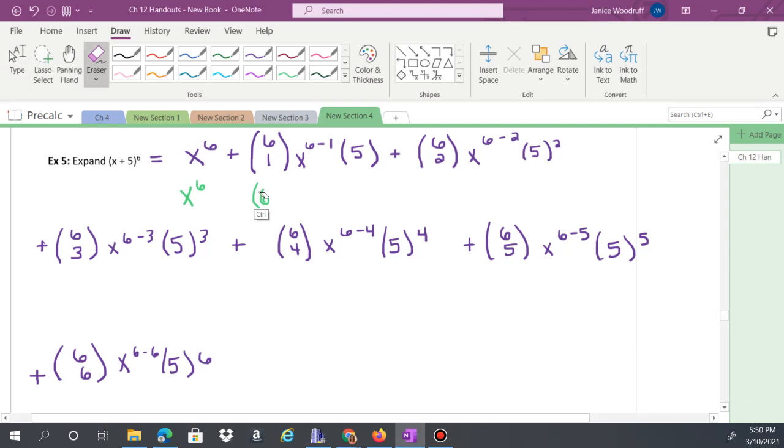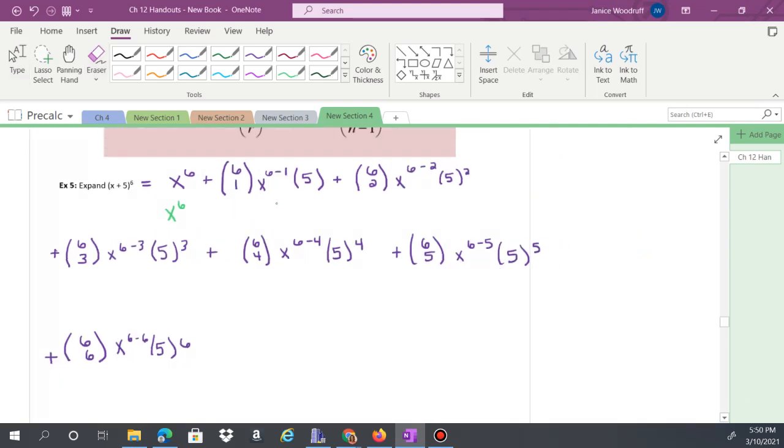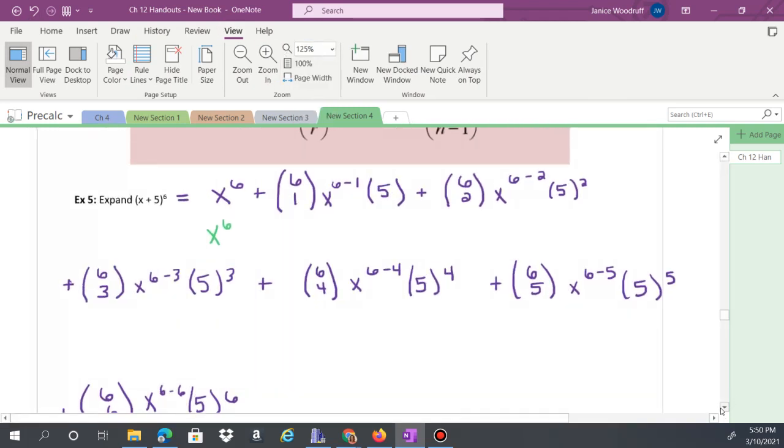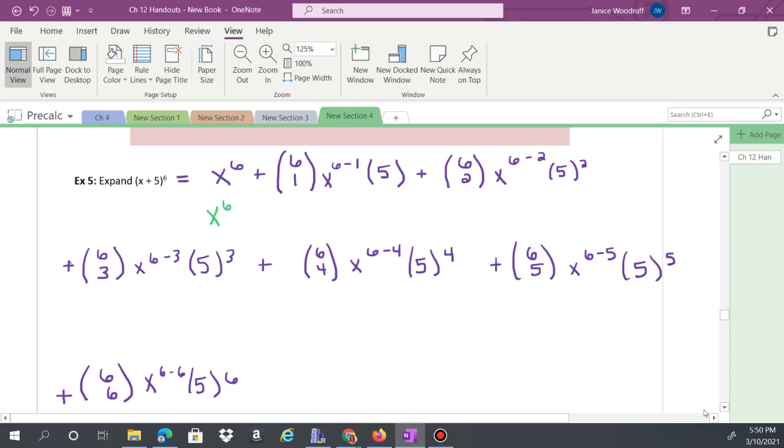I'm going to take this. This is going to be 6, and then this is x to the 5th, and then a 5. Then I'm going to do the multiplication, because it's 6 times x to the 5th times 5. So 6 times 5 is 30. So it's going to be 30 x to the 5th. That's going to be my second term, and it's positive.